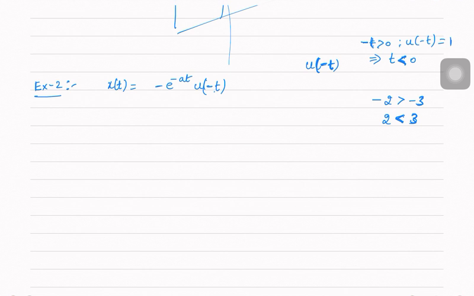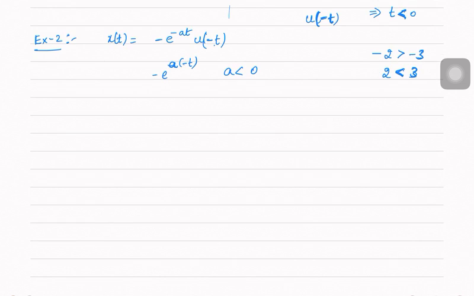Now in this case, what value should a take? It's minus e power minus a t, and this I can write as e power a into minus t. Minus t will be positive for t less than 0, so a has to be negative. So a has to be less than 0 for this to converge.